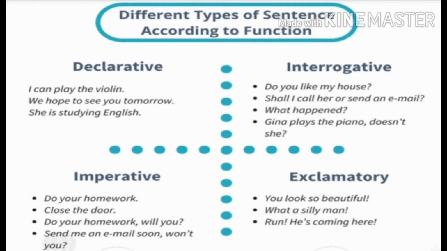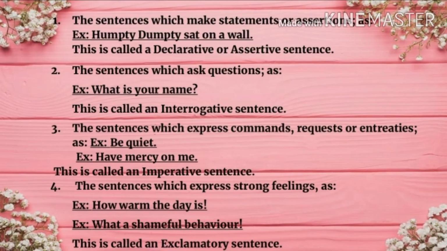Fourthly, let's focus on the exclamatory sentences. You look so beautiful! What a silly man! Run, he's coming here! All these sentences are expressing sudden feelings, and all these sentences begin with capital letter and end with exclamatory mark. Now you can see the clear explanation with examples on all the 4 types of sentences.